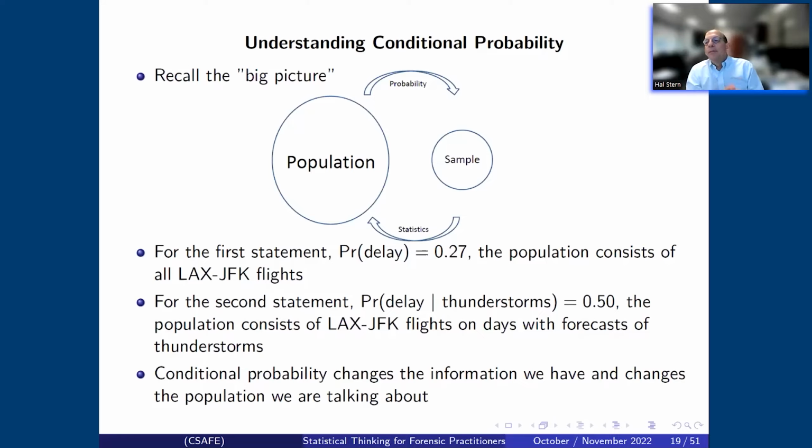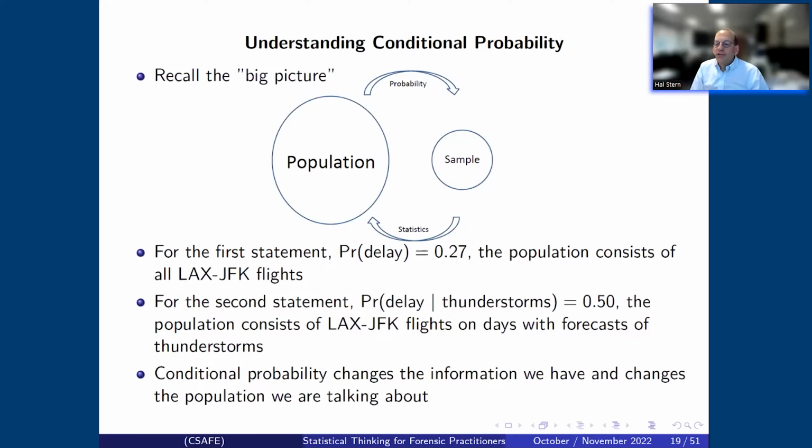And then the probability statement becomes the probability that the flight will be delayed is 27%, because 27% of those flights have stickers that say delay on them. Okay, so that's the basic definition of probability.